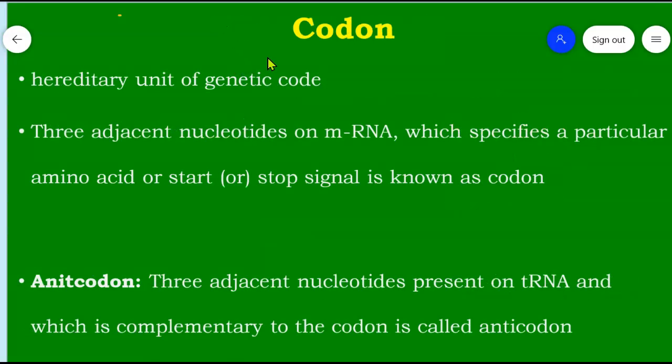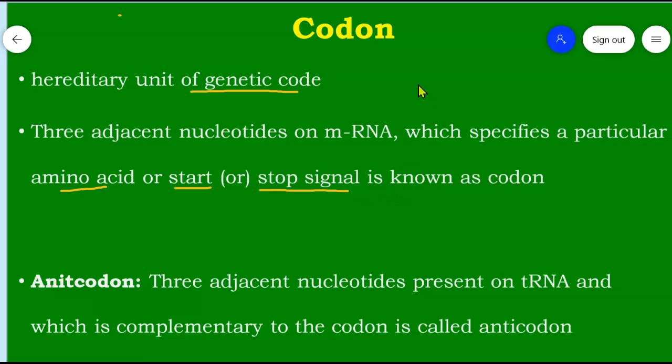Then what is a codon? Let's see. Codon is a hereditary unit of the genetic code. We have seen genetic code definition, which is the relationship between the nucleotide sequence on the mRNA and the amino acid sequence on the protein. Now the codon is the three adjacent nucleotides on the mRNA which specifies a particular amino acid, start codon or stop signal.